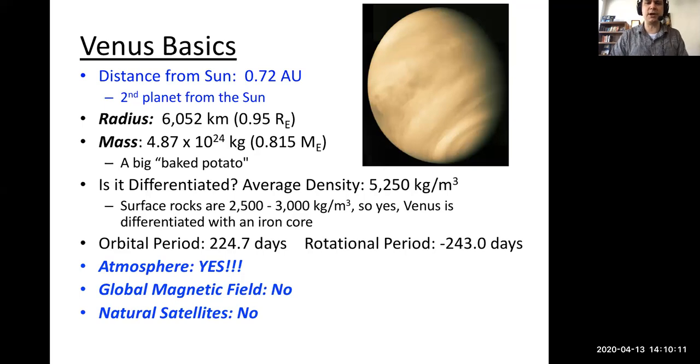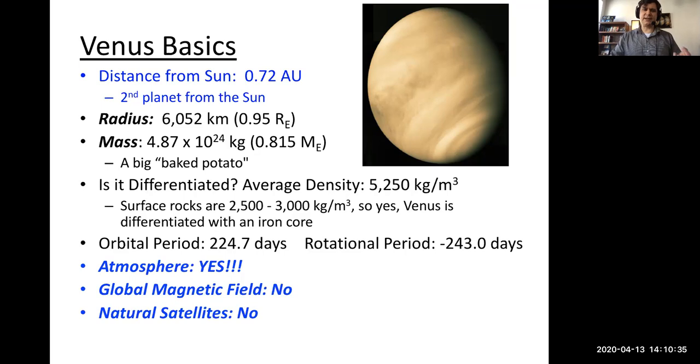So we know the types of rocks, and those types of rocks have 2,500 to 3,000 kilograms per cubic meter density. So again, we're seeing the case where the surface rocks have a lower density than the average of the planet, meaning that there has to be dense stuff in the interior of Venus, very dense stuff to pull up the average density to 5,250 kilograms per cubic meter.